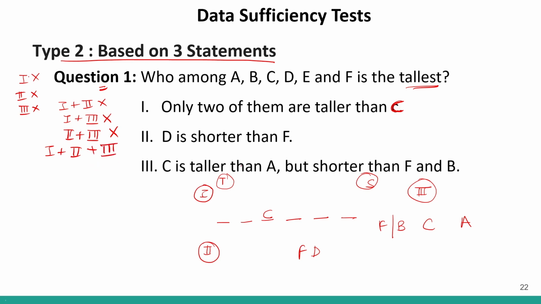If I combine all 3 statements, I will get either F or B over here. Correct? I will get A at any of the positions, and after F at any of the positions I can get D. So even with 1, 2 and 3, I am not able to find the one who is tallest. So I can say that even with 1, 2 and 3, the data is not sufficient to answer the question.